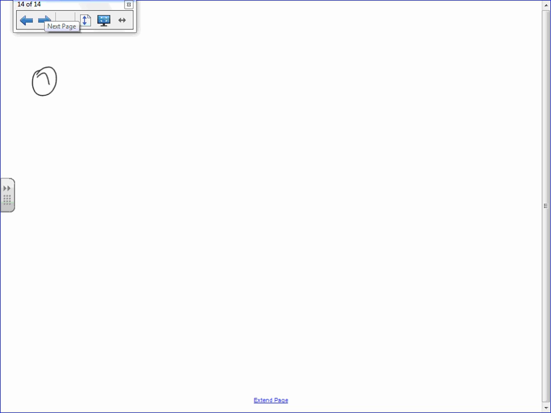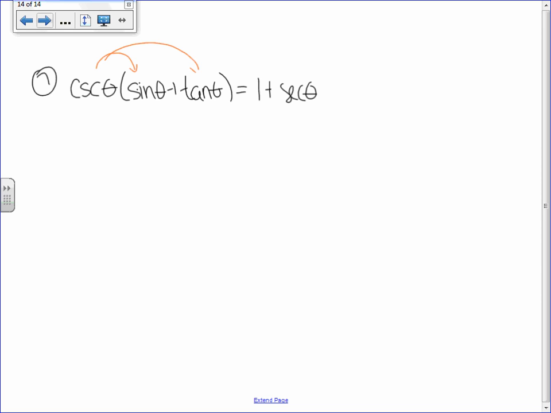Number 7. Very similar. They give us cosecant theta on the outside, and then I've got sine theta plus tangent theta equal to 1 plus secant theta. Okay, we're going to do the same strategy. I don't have anything to straight up substitute right away, so I'll distribute on the left, and that will give me cosecant theta sine theta plus cosecant theta tangent theta equal to 1 plus secant theta.